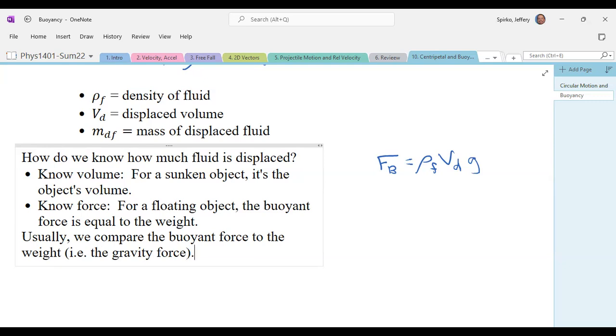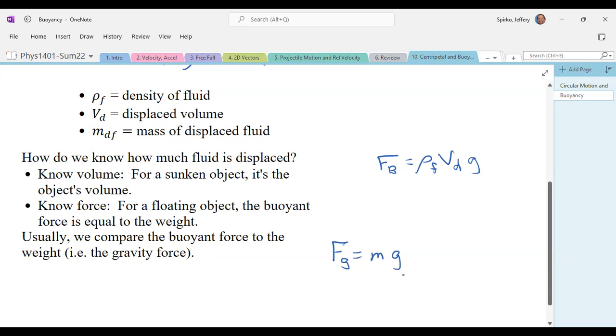Now, usually in thinking about buoyancy, I compare the buoyant force to the mg force. So I want to think about also the force of gravity, which is mg. Now, this isn't fluid. This is our object. So maybe I could use an O subscript on the object. And just like for the fluid, I could split up the mass of the object into a density times a volume. This would be the density of the object times the volume of the object, still times g.